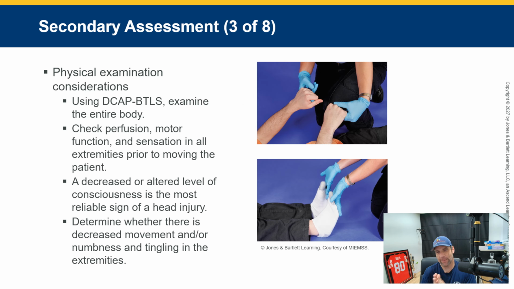The use of DCAP-BTLS, again, this is a part of your head to toe examination, but also your focused assessment. These are the clear, generic traumas that can be at any body region, right? So we have deformities, contusions, abrasions, punctures, burns, tenderness, lacerations, and swelling. So that's going to be again the traumas we look for. Now, before we actually move the patient, we need to assess perfusion, motor function, sensation, in all four extremities.